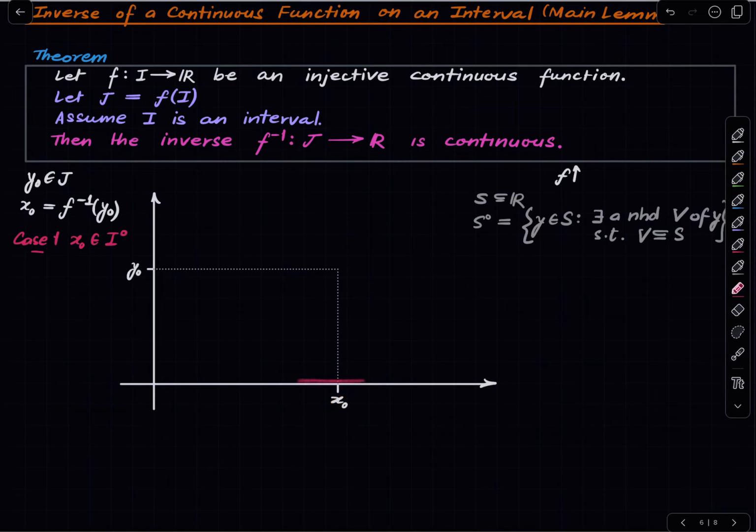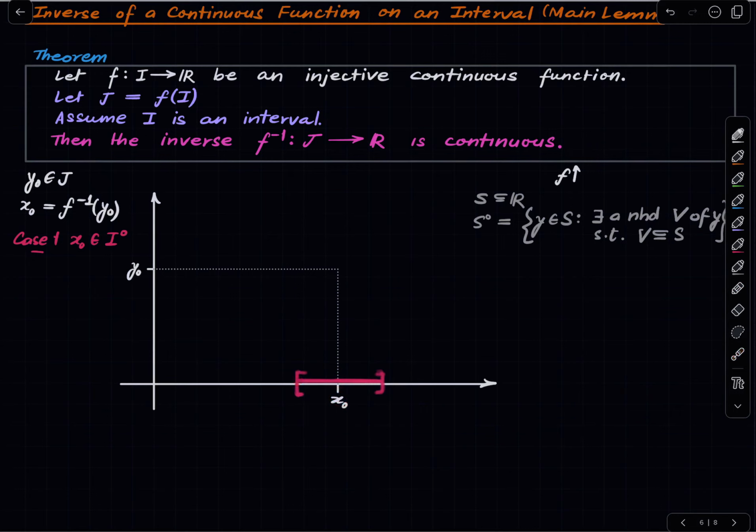In fact, I may assume that there is an entire closed interval around x0 that is contained in I. If there is an open interval contained in I, then you can just trim it a little bit and obtain a closed interval containing x0 that is contained in I. And this closed interval is such that the endpoints are both distinct from x0. So this is on the left of x0, this is on the right of x0.